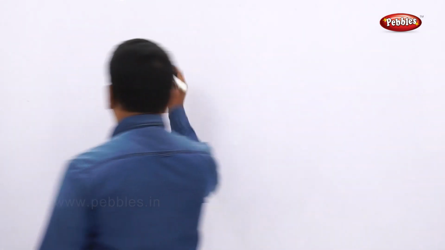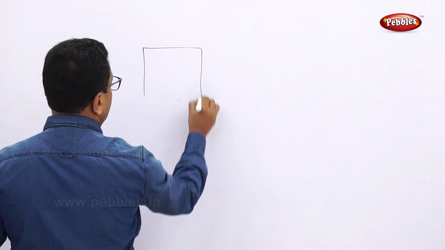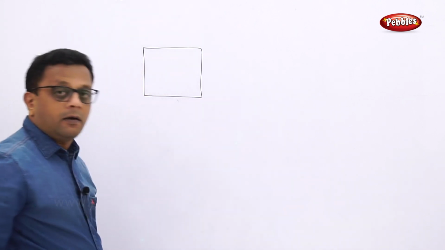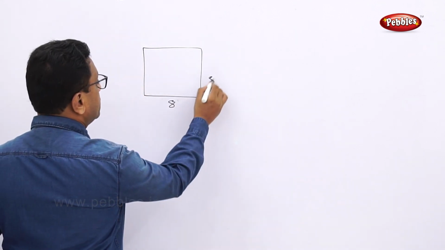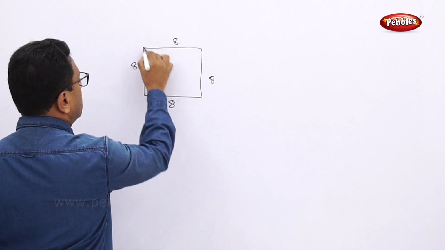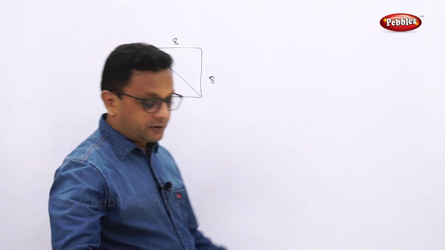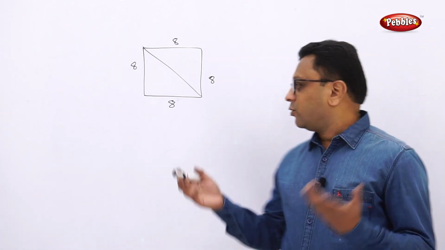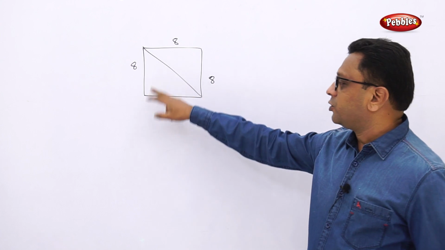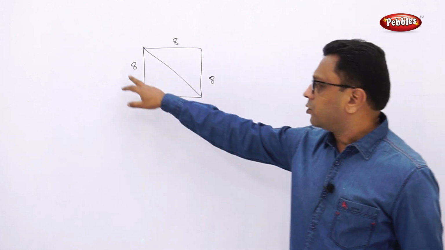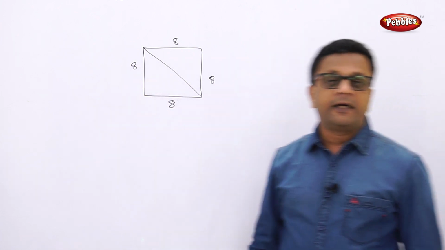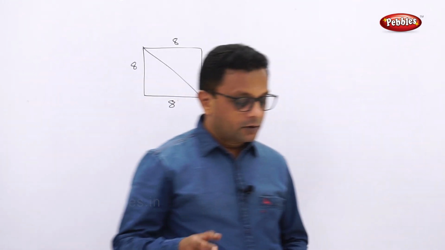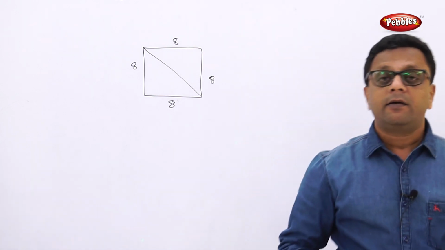Let us go ahead. The problem is something like this. If the sides of a square are 8 centimeters, that is all sides are 8 centimeters, find the length of the hypotenuse. Extremely simple. I will not even solve this, because the hypotenuse, you know, square, all right angles. So 8 square plus 8 square, add them, take the under root, and you will get the length of the hypotenuse. Simple problem. Let us go ahead.